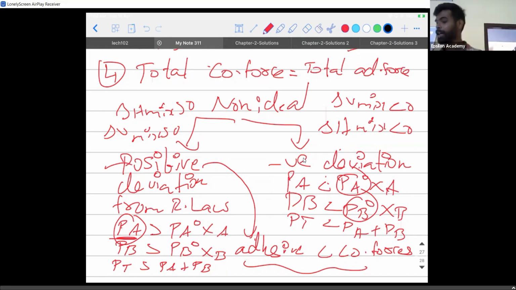So the condition here for negative deviation is that adhesive forces are greater than the cohesive forces. Please mention it, or you will definitely forget it if you don't mention it there. Done. Fine. So we saw mathematically and logically how the solution deviates from ideal behavior. Now we'll see the same thing in the form of a graph.